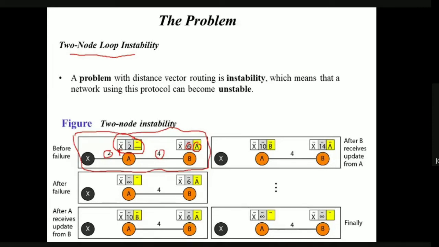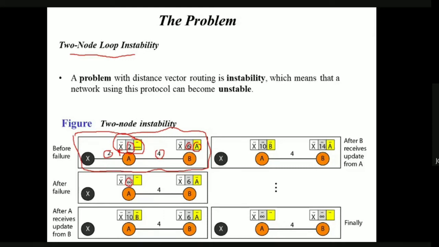So let us say now, due to some reason, the link between A and X has failed. So when the link between A and X has failed, what actually happens? If you see here, now A has updated its routing table for reaching X as infinity. That is, it cannot reach X. That is, the distance is infinity. Now node A cannot reach X. That is the reason it has updated the table from the value 2 to infinity.